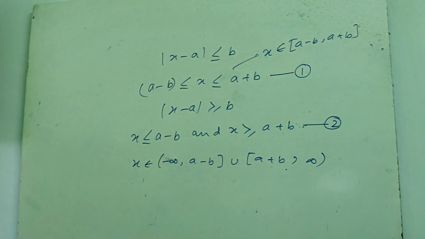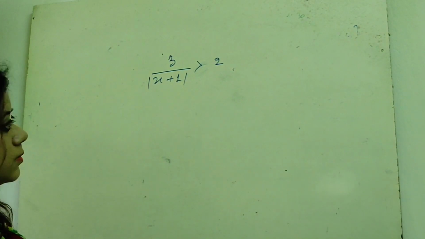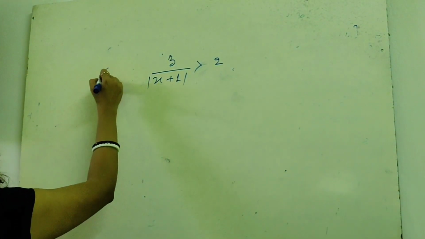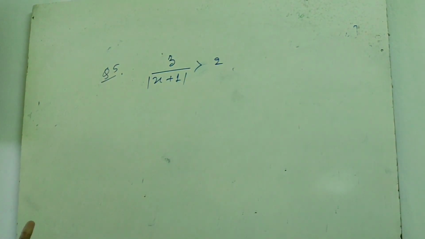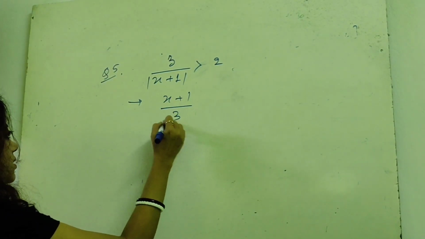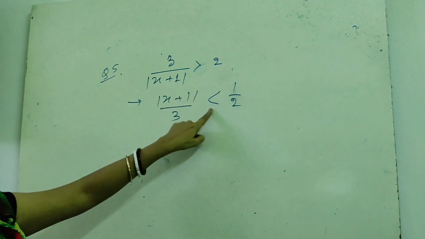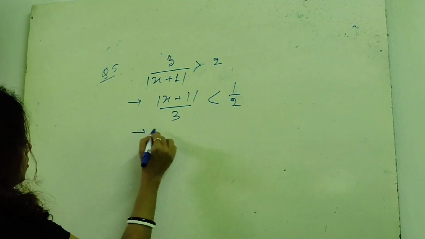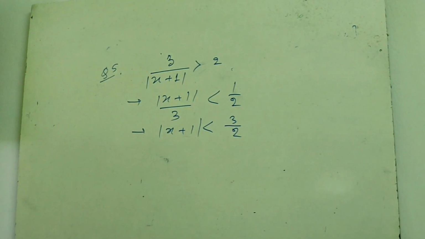Let's check. 3 by modulus of x plus 1 is greater than 2. This is question number 5. So let's do one thing first. I am just doing one step, that is taking the reciprocals. The symbol will be opposite, means here it is greater than, but now it is less than. Just for reciprocals: modulus of x plus 1 less than 3 by 2. It is not less than or equal, it is just less than. That is not a problem.